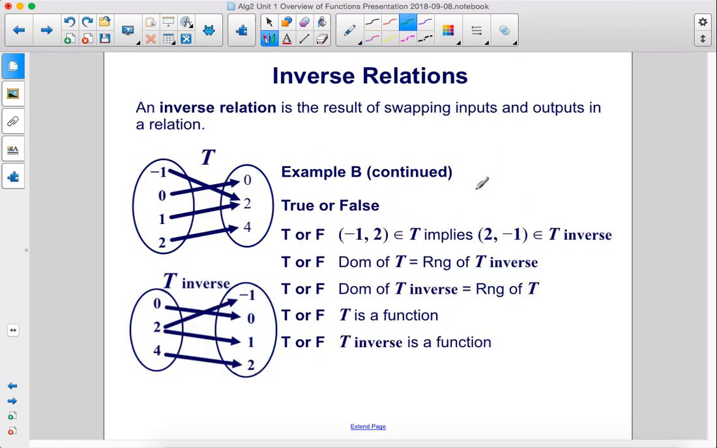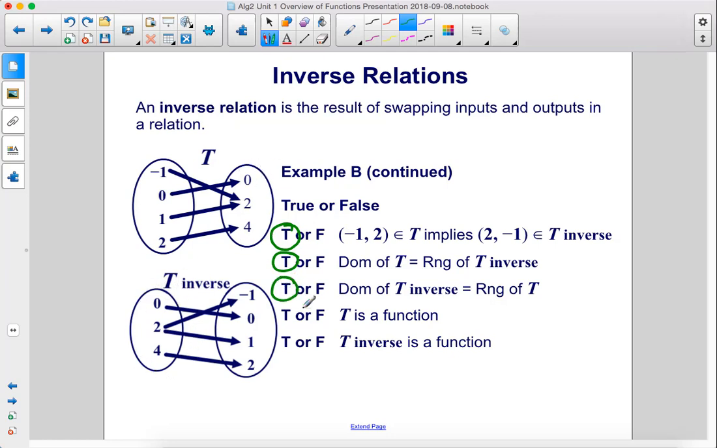Example B continued. True or false? (-1, 2), so this point right here, -1 maps to 2, belongs to T, implies that (2, -1) belongs to T's inverse. That is true. We see that right there. True or false? The domain of T equals the range of T inverse. That is also true. The domain of T inverse equals the range of T.